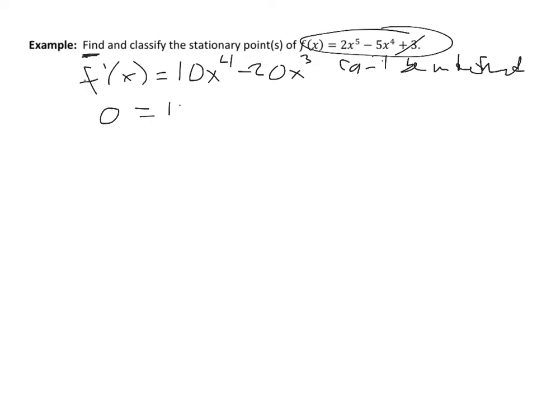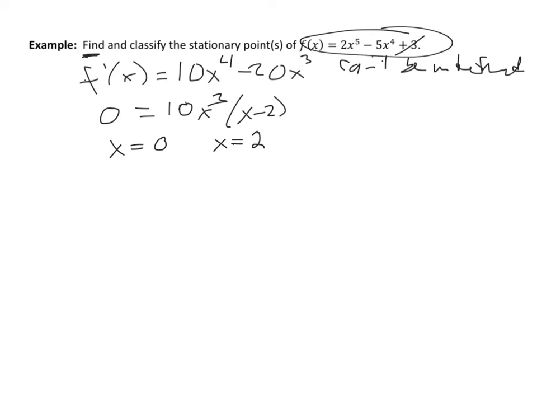At the same time, I'm going to go ahead and factor this because this is almost always my method for this. So I can factor out a 10x cubed. Doing that leaves me with x minus 2. And so what I find is that my stationary points are going to be at x equals 0 and at x equals 2.